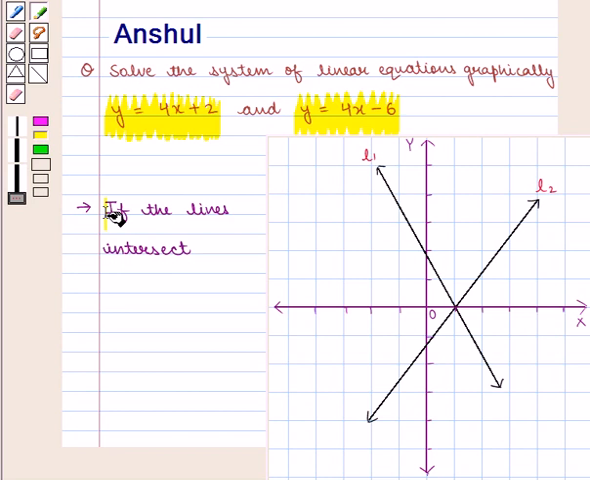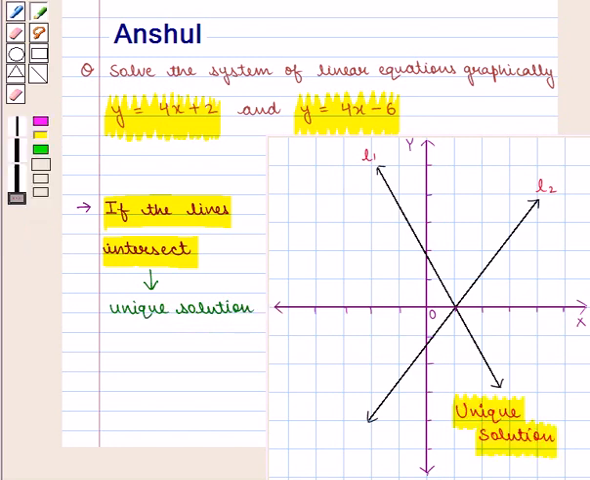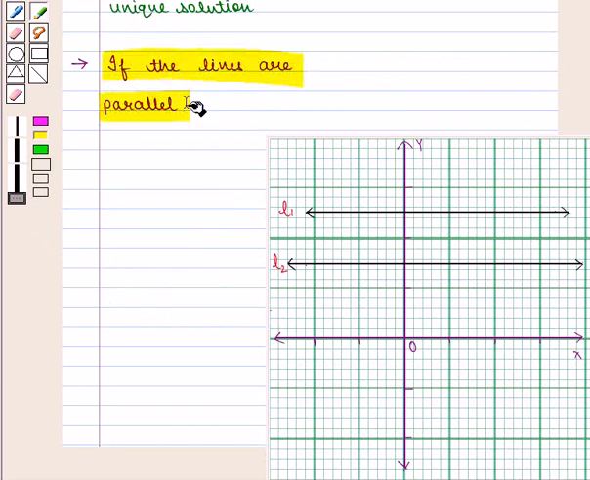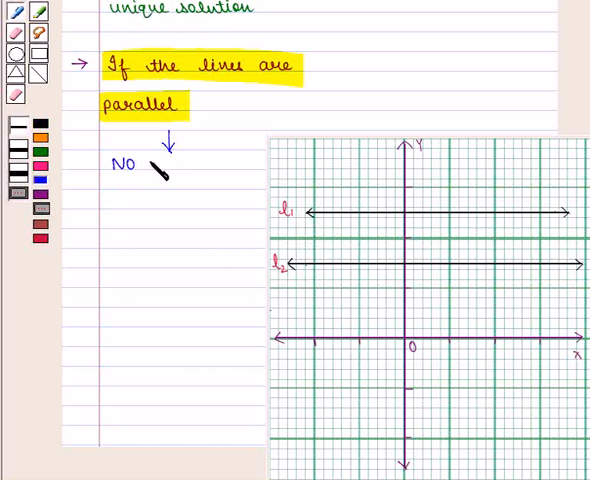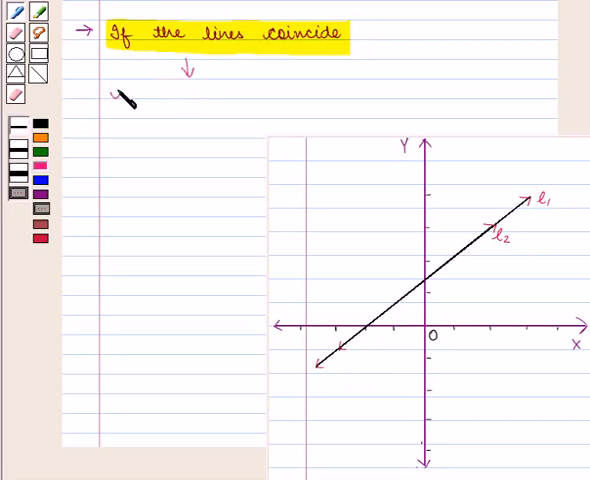Now we know that if we have two lines L1 and L2 which are intersecting lines, then there exists a unique solution. And if the lines are parallel to each other, then there exists no solution. And if the lines coincide, that is, two lines L1 and L2 are coinciding, then there exist infinitely many solutions.